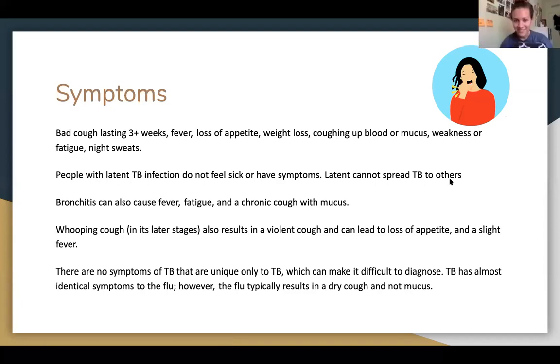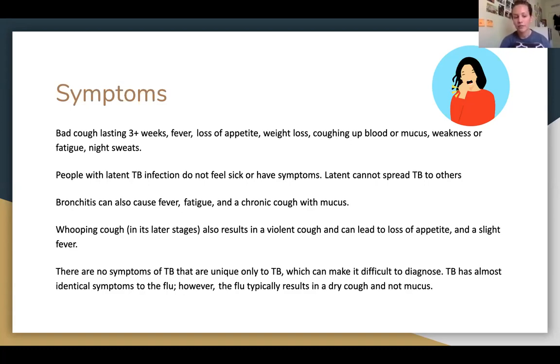Sorry. So the most common symptoms of TB are a really bad cough that lasts 3 or more weeks, fever, loss of appetite, and then you can also have weight loss, coughing up blood or mucus, weakness, and night sweats. And that's only for the active version of TB. If you have latent TB, you won't feel sick or have any symptoms, and you can't spread the TB bacteria to other people.